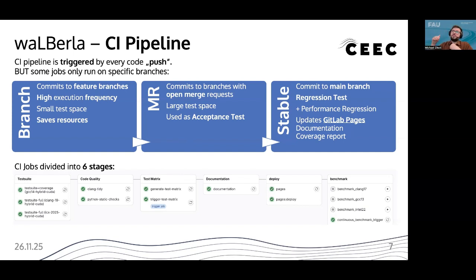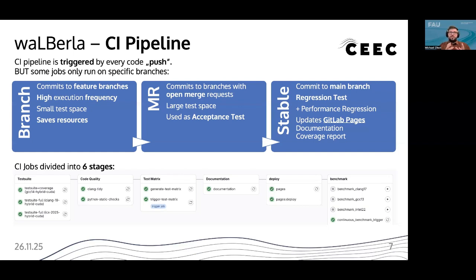And if something appears on the main branch, so it is pushed there, it triggers, so to say, our regression pipeline or the stable pipeline. There not only is the large test space executed, but also our documentation is updated to the GitLab pages. So this is a service provided by GitLab where you can publish your own website, so to say. So our documentation is built and is published there when something is pushed on this pipeline. And we also do performance regression tests there.